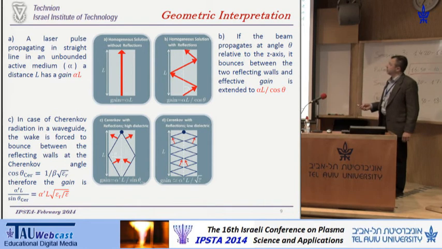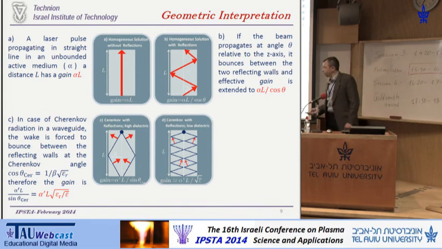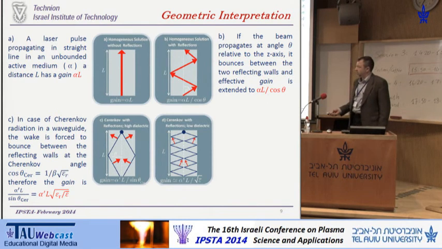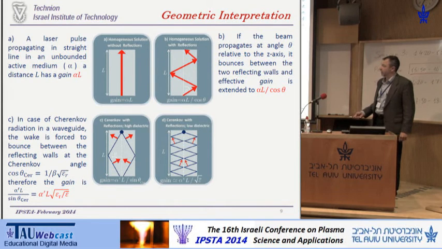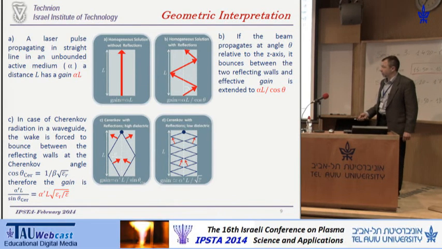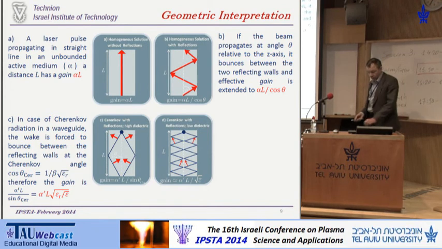If the same laser beam propagates at angle theta through the same medium and reflects from the walls of the structure, the effective gain will be alpha L divided by cosine theta. The Cherenkov wake propagates at theta Cherenkov, such that cosine theta Cherenkov is equal to 1 divided by beta square root of epsilon r. And the gain for the Cherenkov wake will be alpha L divided by square root epsilon r, which is approximately 1 divided by square root of epsilon r, which is very small.